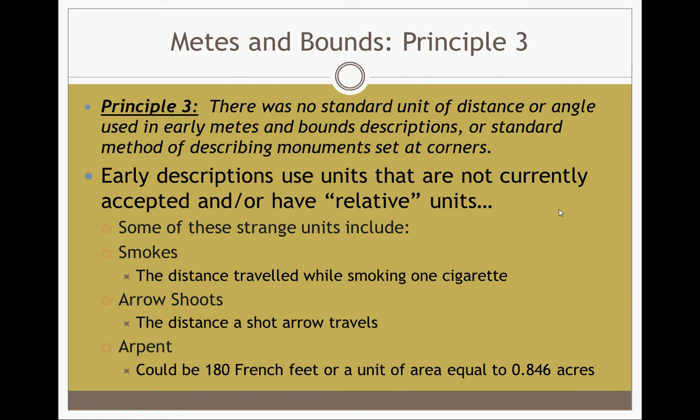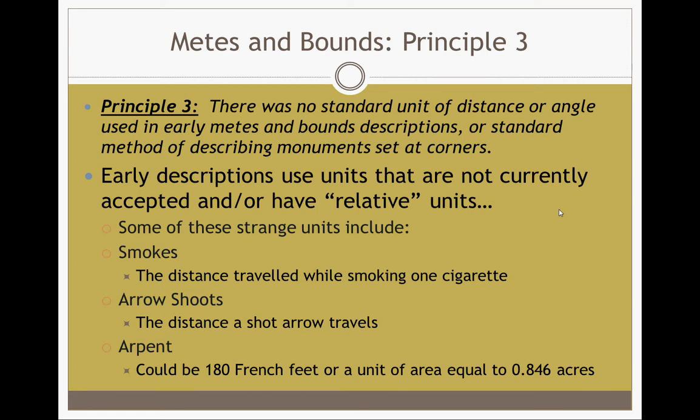Smokes. The distance traveled while smoking one cigarette. Now, this is assuming that you're riding on a horse, not walking. Or is it? Arrow shoots. The distance a shot arrow travels. Well, am I pointing up toward the sky? Am I pointing towards the horizon? Or am I pointing at the ground? Arrow shoot. An arpent could be 180 French feet or a unit of area. So it could be linear or an area.